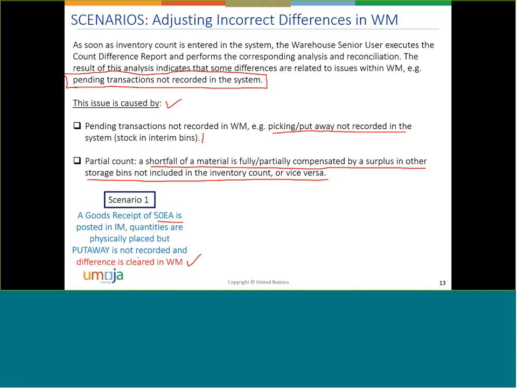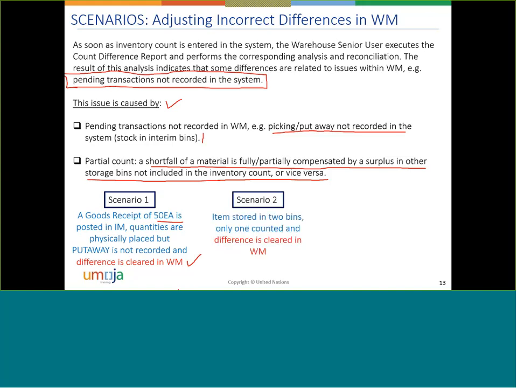This seems to be a very common scenario. A goods receipt of 50 materials is posted in IM, which means that Umoja is conscious of it as incoming. Quantities are physically placed, but the put away was never recorded. So what does that mean? There are 50 incoming, but they're not inside the warehouse, not put away. On top of that, we clear a difference in the warehouse saying that we have the 50. We'll see how that issue is dealt with once we take the break.